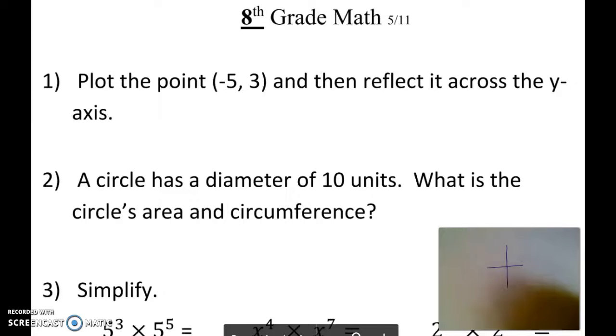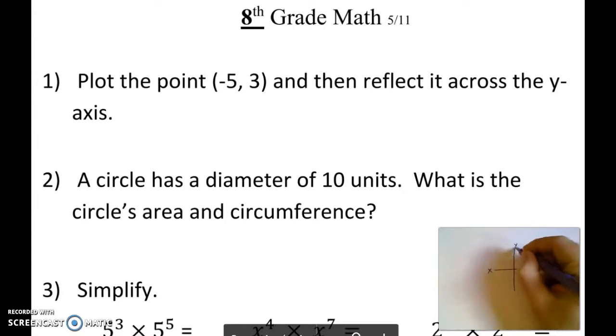Here are the answers for the warm-ups on May 11th. So it says plot the point at -5, 3. The first number is always the x-axis, so I go to -5. And the second number is the y-axis, so I will go up +3, and that is where they meet.